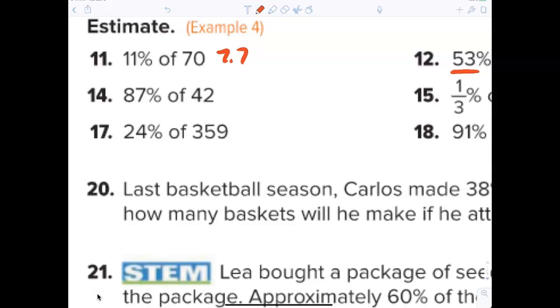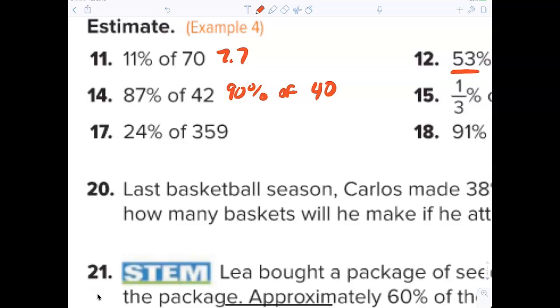All right, 87% is close to what? 90, right? So we want 90% of what? I would say 90% of 40. What's 10%? 10% would be 4. So 90% would be 36. Is everybody okay with that?